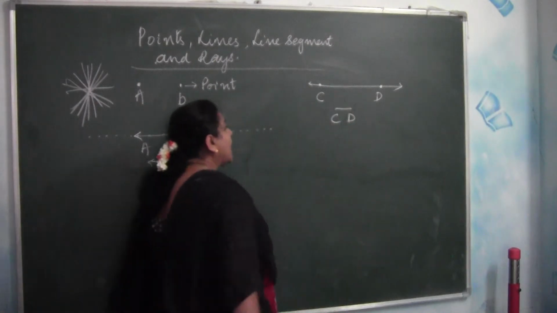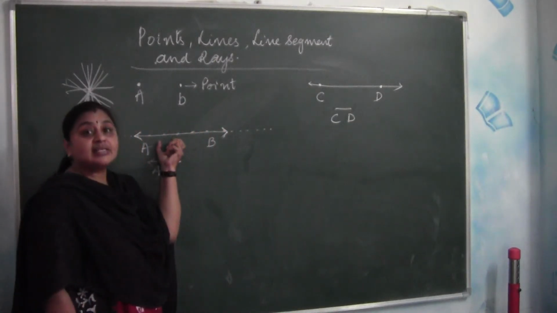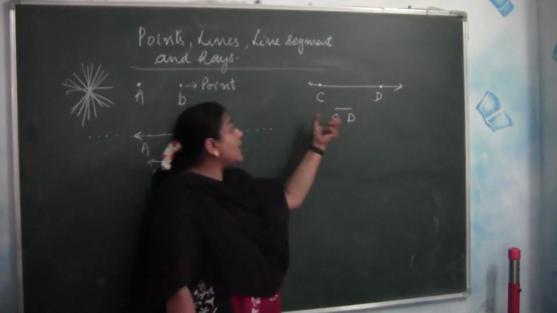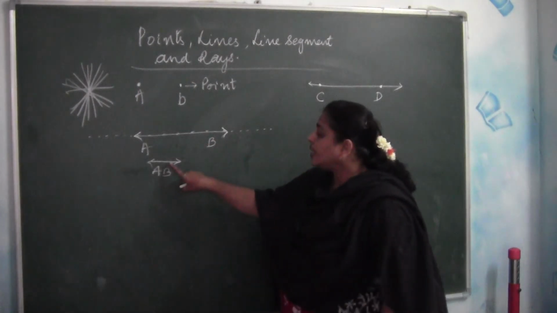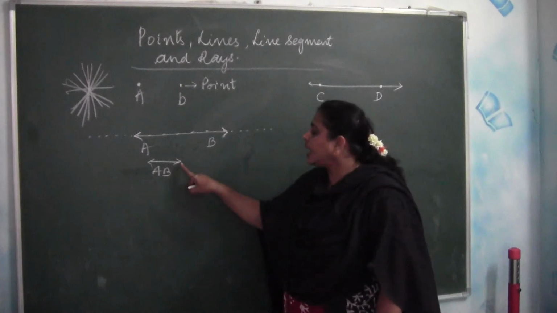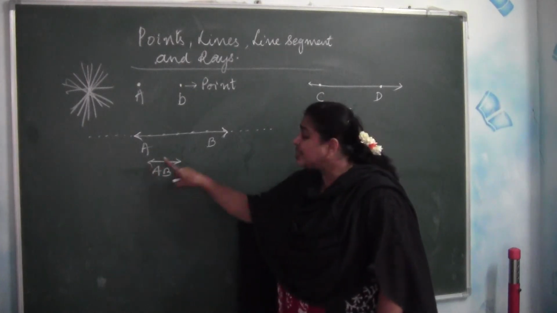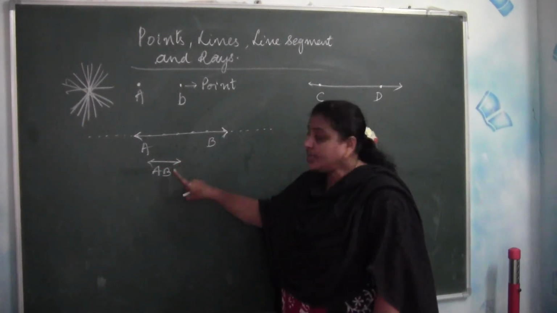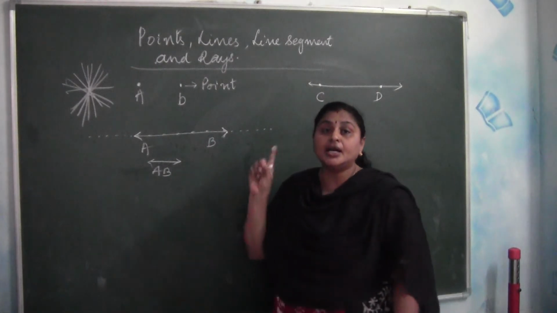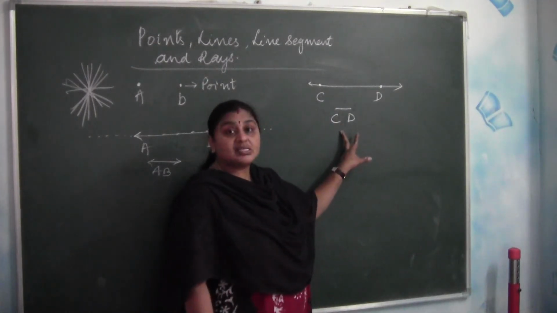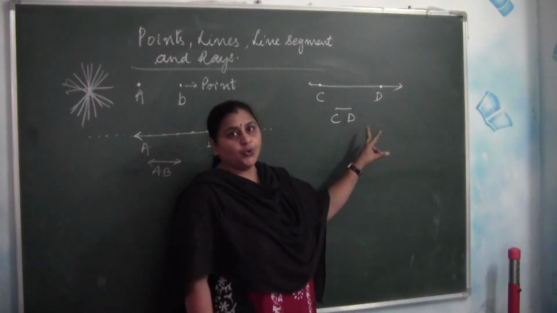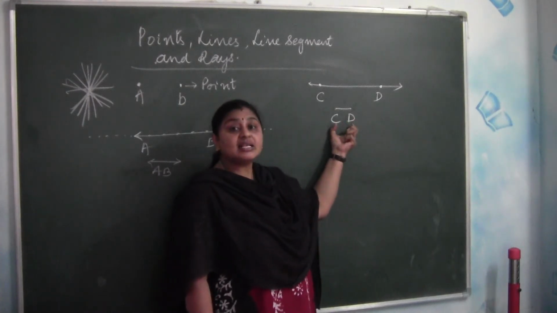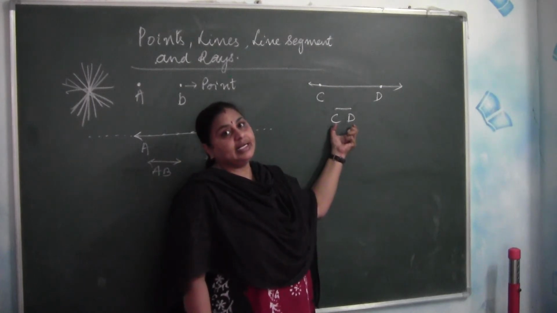CD? If you observe, a line has arrow marks. But does a line segment have arrow marks, children? No. Here see line AB. Here I have marked two arrow marks. It means this is a line, line AB. Coming over here, line segment CD. Do I mark any arrow marks over here?